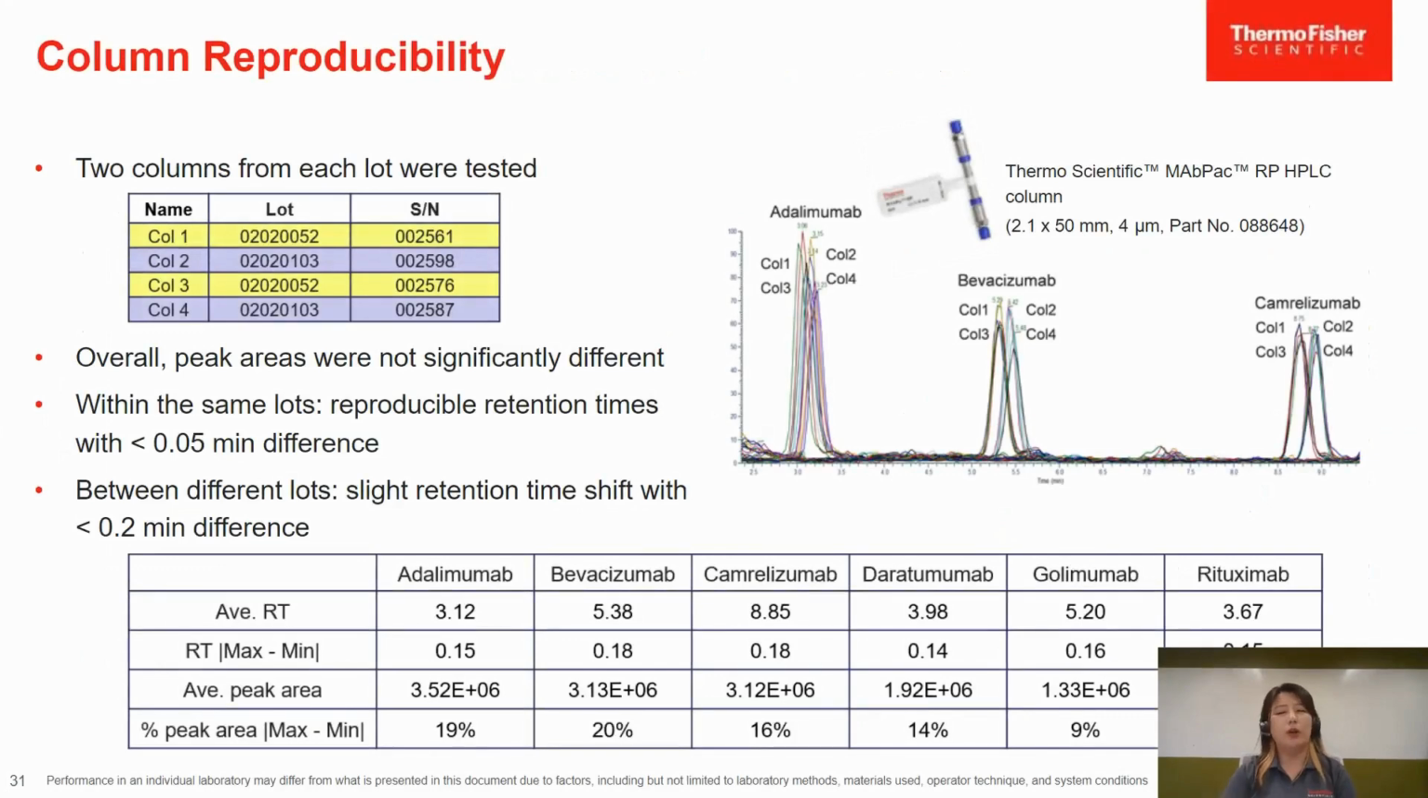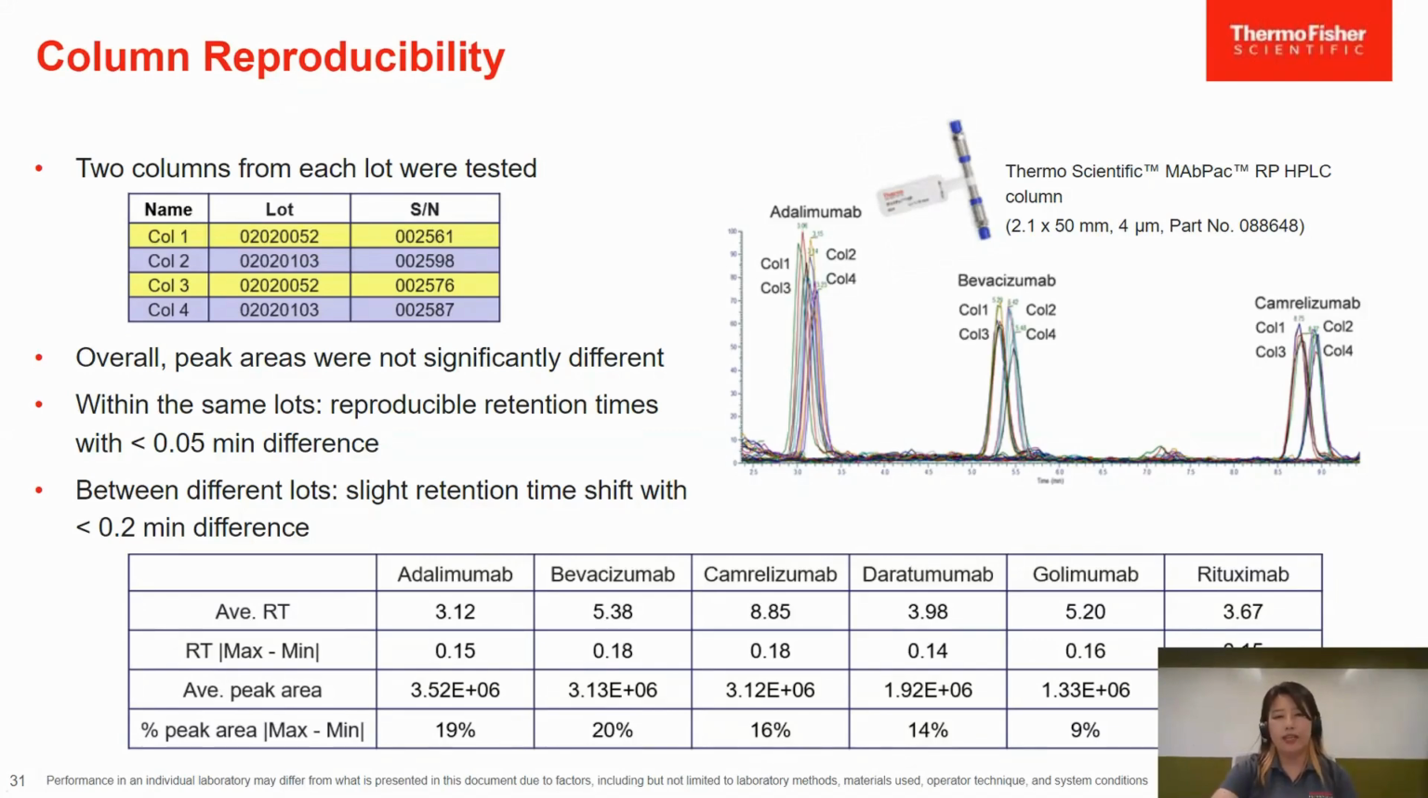And as I mentioned, we also performed a quick evaluation of the column reproducibility. We originally ordered 3 column lots, but unfortunately, 1 column lot was on backorder, so we just included 2 columns from 2 different lots in this study. So again, please remember that this is not a full validation report, but we wanted to show that this MAbPac column can generate coherent data for your protein analysis.